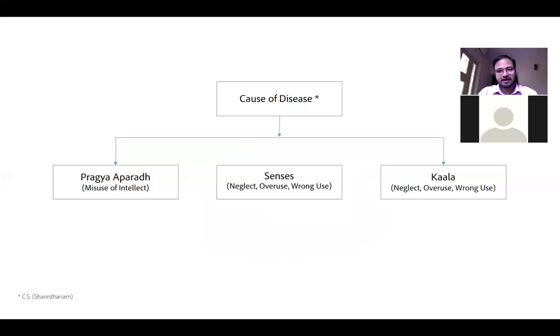We see the cause of disease as deduced by the various rishis and munis in the abode of the Himalaya. They came up with the basic idea: the majority of the diseases that we all face in today's life are caused by pragya aparada.